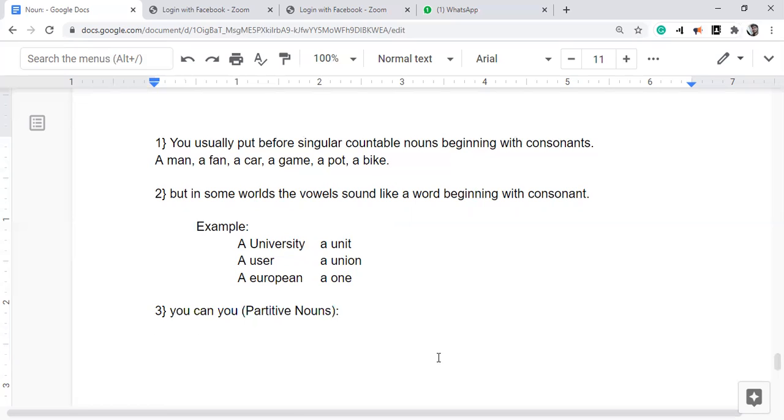For example, a lump of, and a slice of. You can say a slice of bread. So, is it the whole bread? One slice is there, a slice of bread. So bread is uncountable, right? But you can use a before a slice of, you can use a slice of bread. Understood? Simple. A slice of bread.